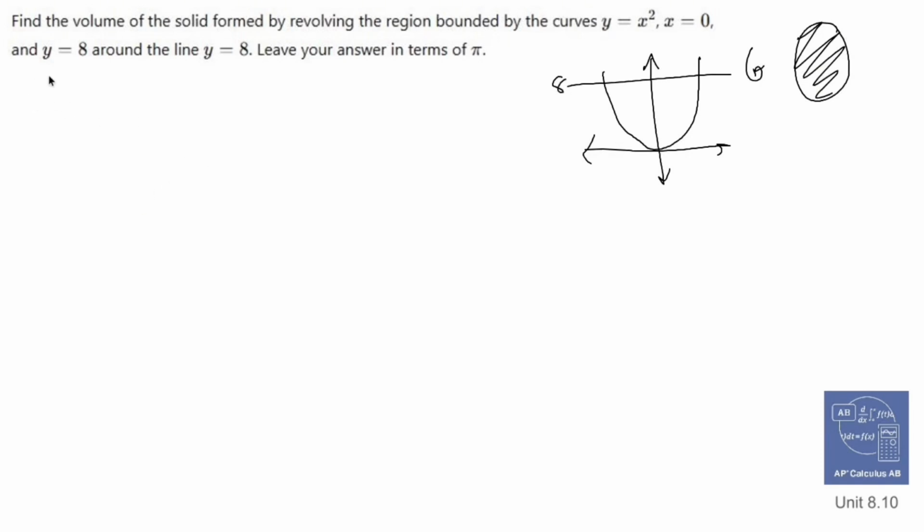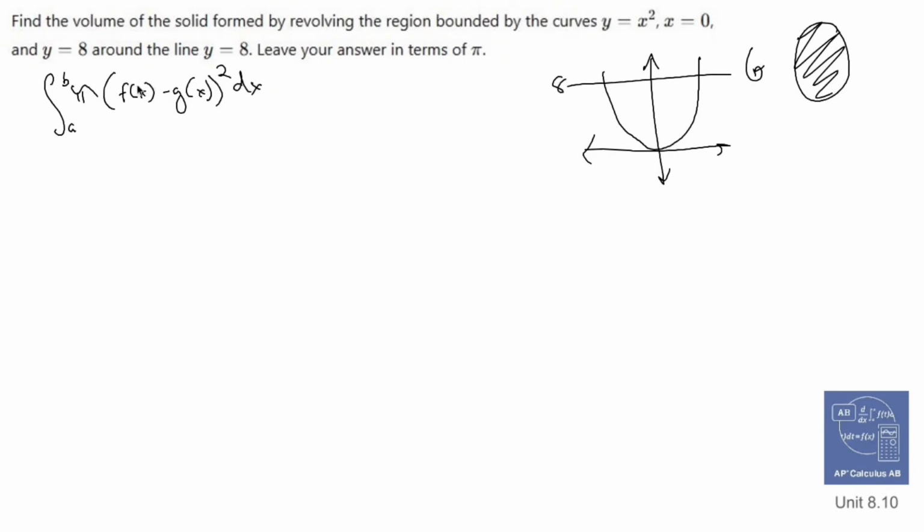So the equation for the normal disk method is going to be the integral from a to b of pi f of x squared. But since we're spinning this around a different axis, we're going to do f of x, the original equation, minus g of x, and then square that. So very similar, but not completely the same.